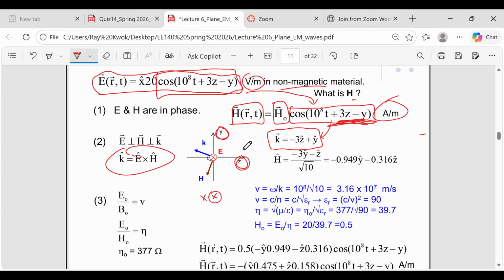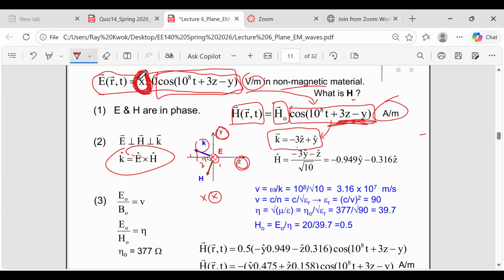And then, what else? So E has the direction of X. That means E is going into the page, right? And K is -3 hat, so it's -3 units here, and 1 unit along the C, so it's a 3:1 ratio. That's my K. Right? Yes.